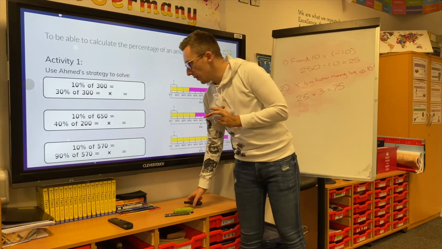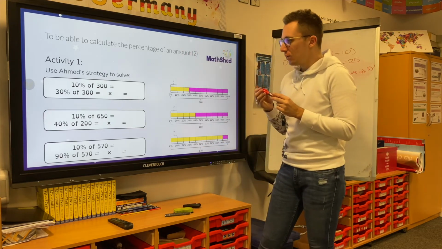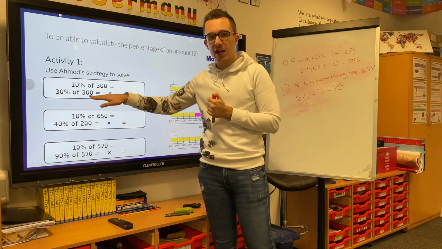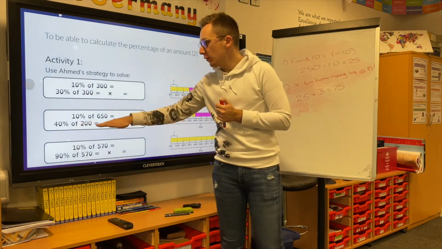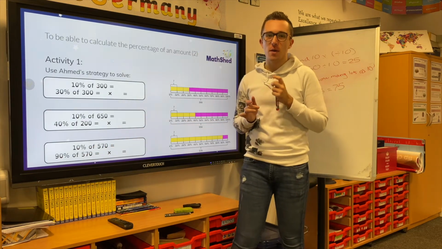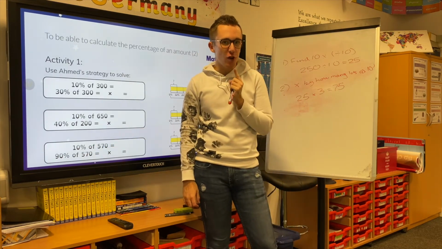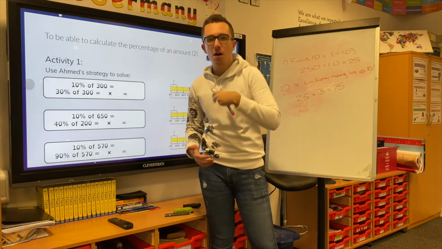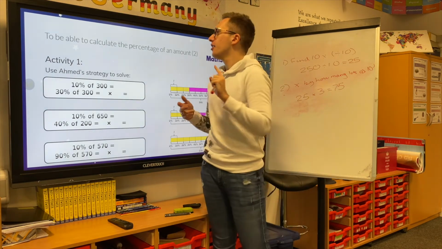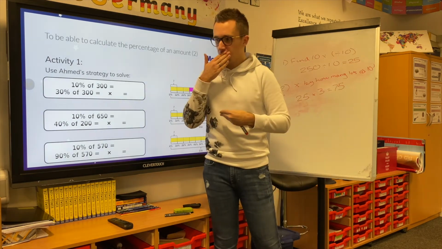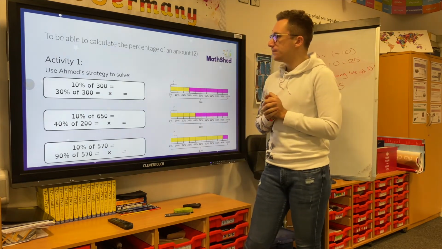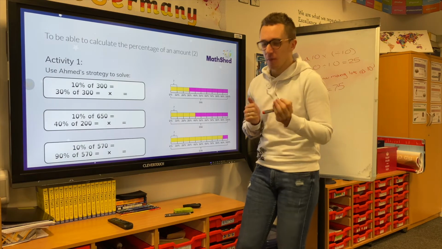So activity 1 then, can you have a go at the following questions? It's asking you for 30% of 300, 40% of 200, and 90% of 570. Remember, find 10% first and then times it by the lots of 10 that you need. So if it's 70, it'd be 7, 60 would be 6, pardon me, and so on. Okay, pause the video now. And you're back with me.